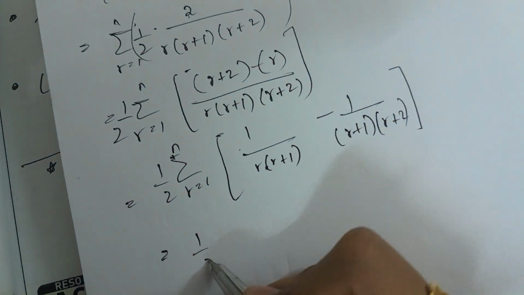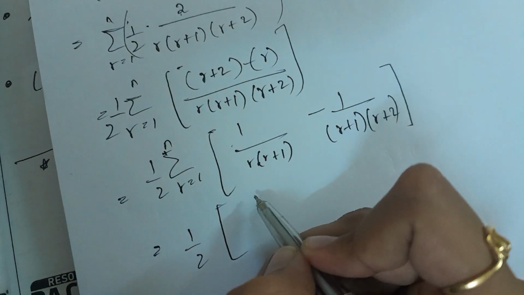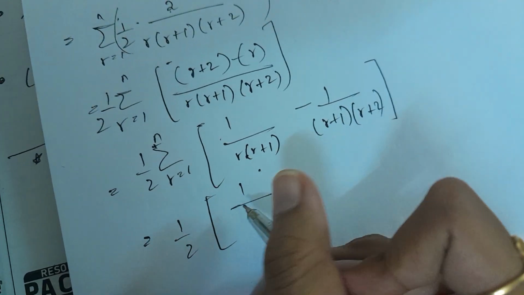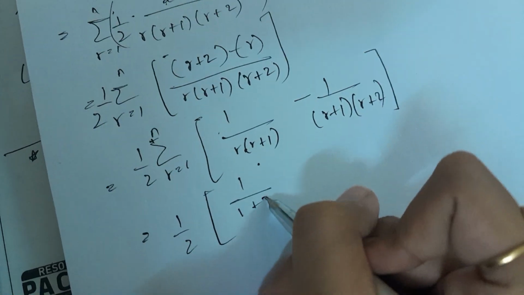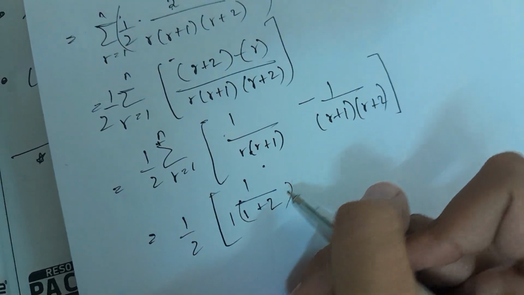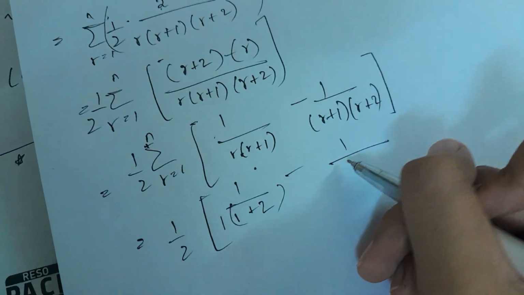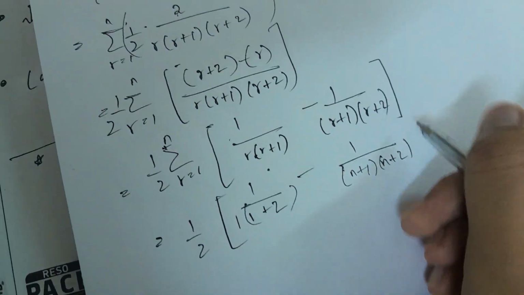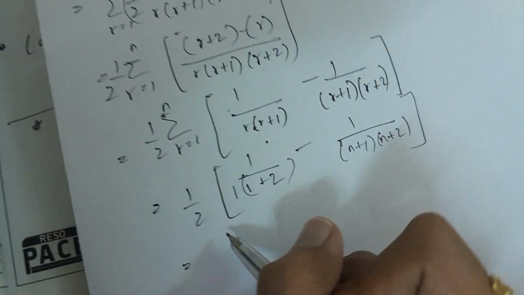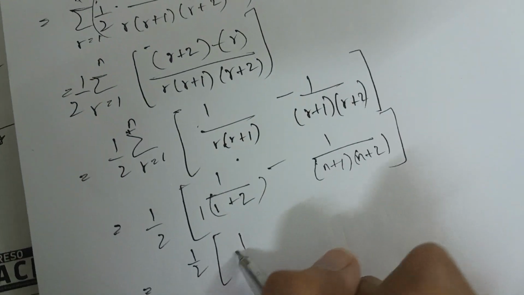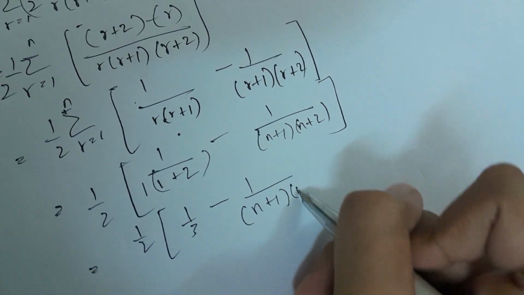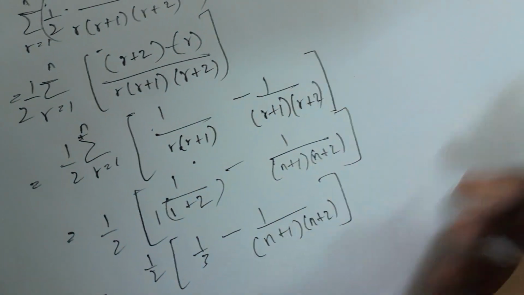So what that becomes is half times 1 over, so you only get the first term over here because the rest of them get cancelled, 1 times 1 plus 1 times 1 plus 2, minus 1 over n plus 1 and n plus 2. So that's like the last term. So that's just half times 1 by 3 minus 1 over n plus 1 and n plus 2. That's that question for you.